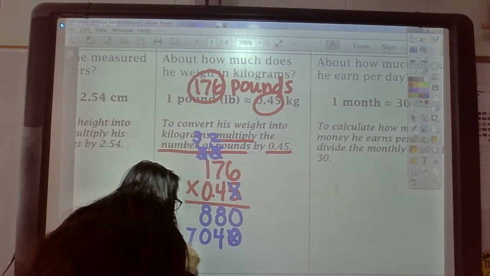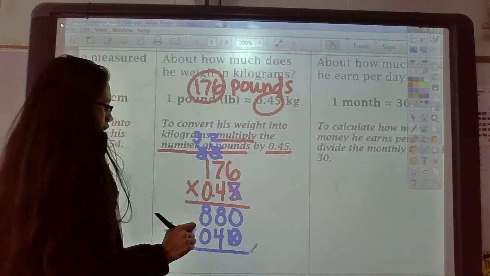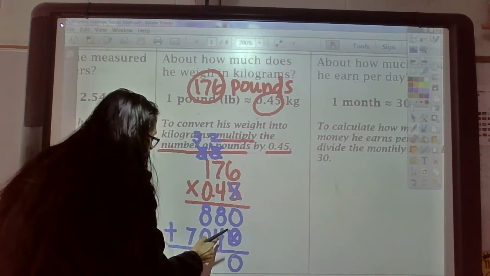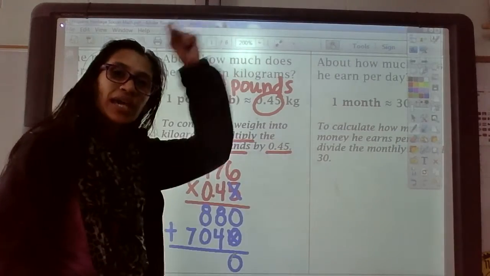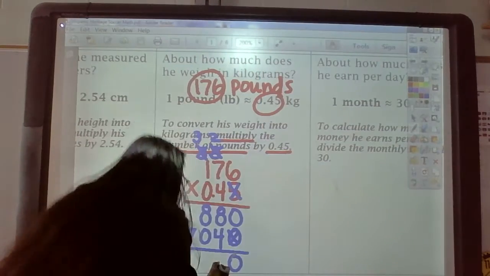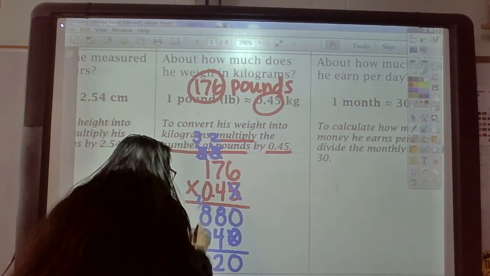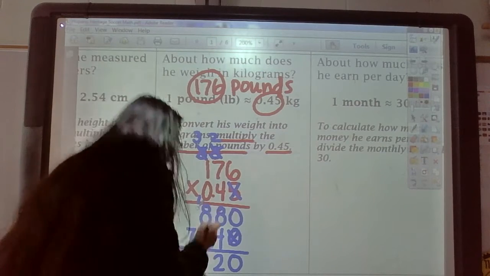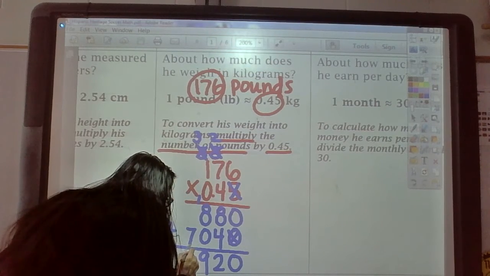Now we add. So, 0 plus 0 is 0. 8 plus 4 is, remember, start with 8 in your mind. 8, 9, 10, 11, 12. That's 12. Write the 2, carry the 1. 1, 8, and 0 give us 9. And then we have that 7.